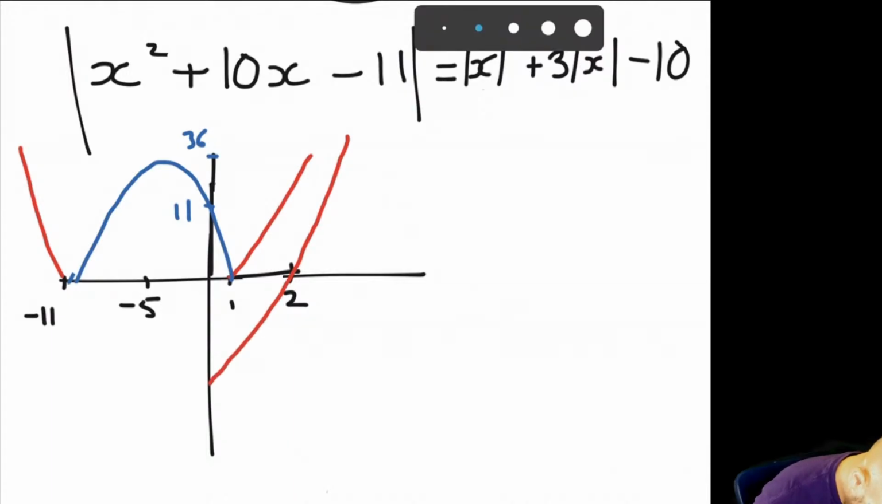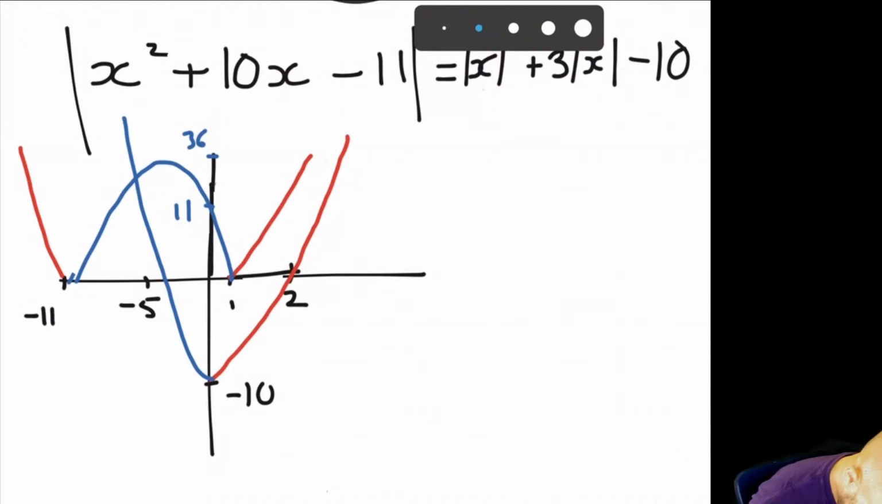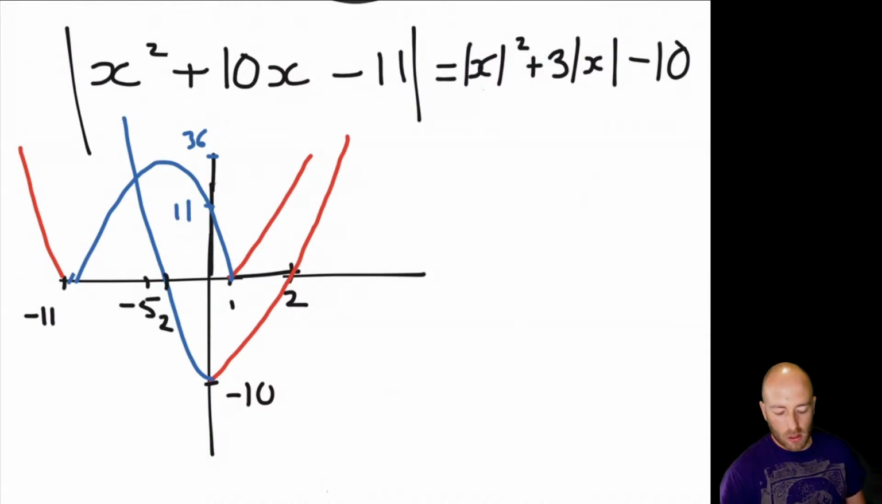So that goes down to minus 10. And then we're going to reflect it. It's going to be the same thing going back up again through 2. Cool. All right. As for whether these two will meet again, that's an interesting one.